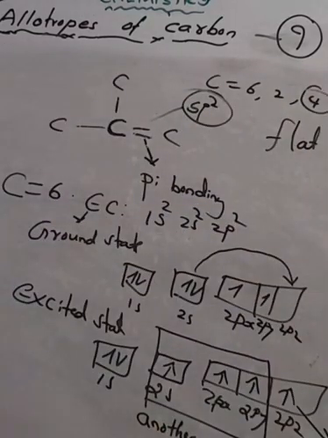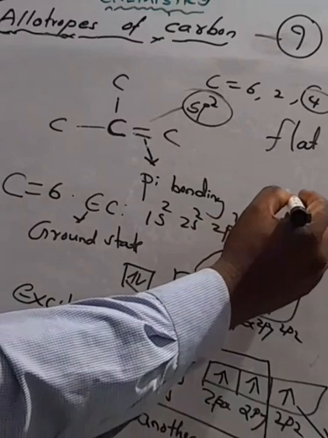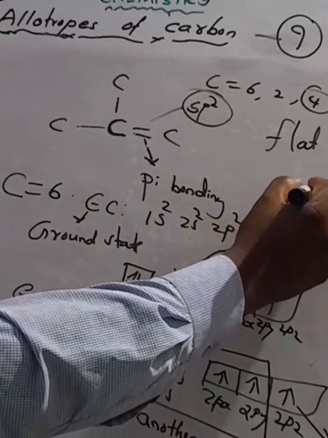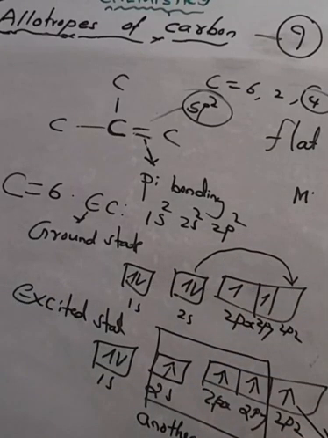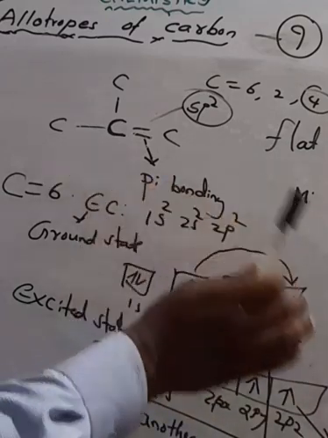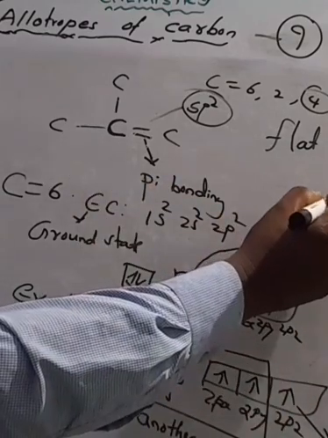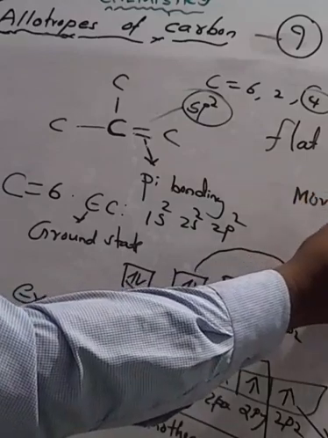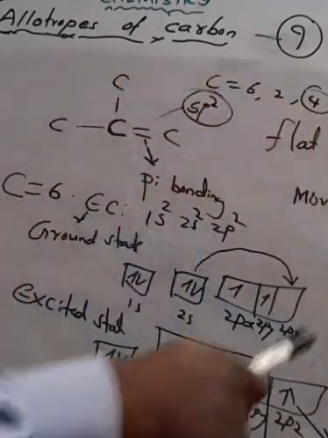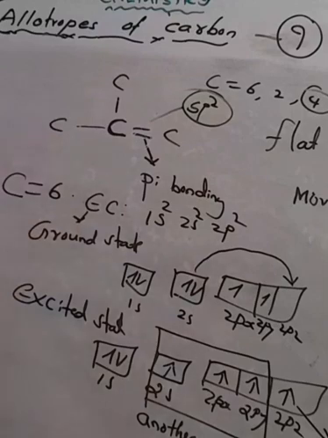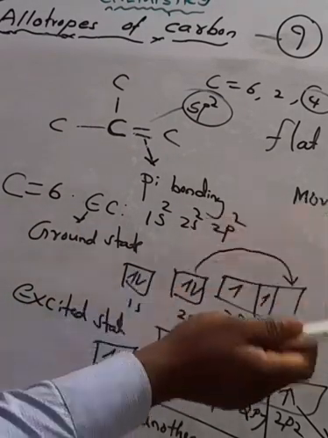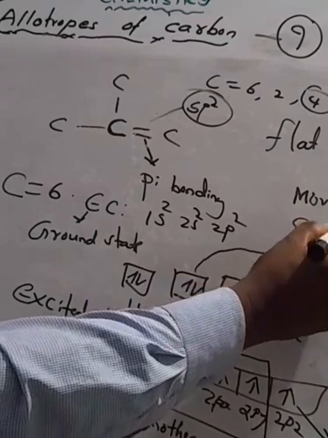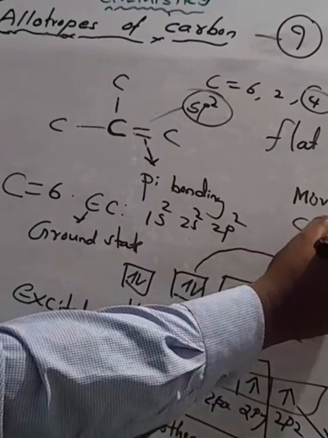What's the meaning of delocalized? These unhybridized electrons are moving; delocalized means the electrons move in the entire graphite sheet. Due to the movement of these electrons, it is responsible for electrical conductivity. Okay.